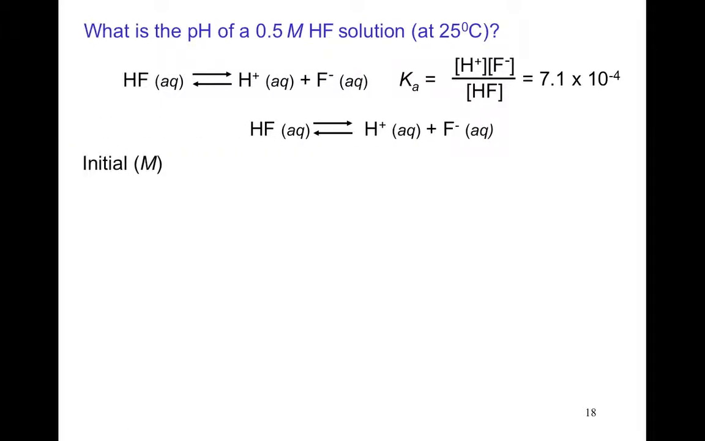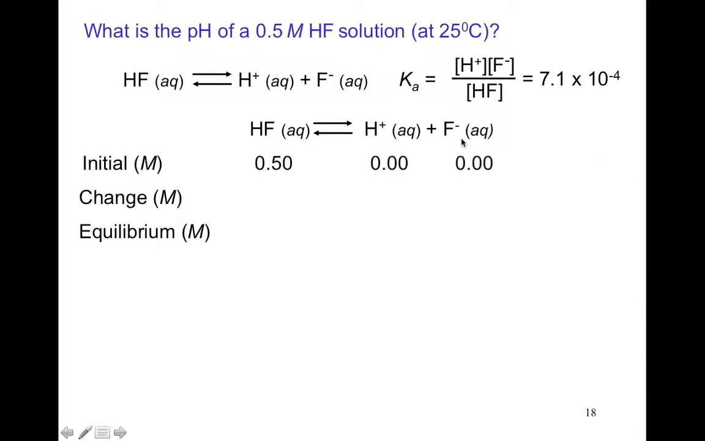So now we do the fun part. ICE, it's back. Initial, change, equilibrium. Oh no. All right. So initial will be easy, right? 0.5 here, 0, 0 for the ions. So that's not a problem. Now comes the tricky part because we don't know exactly how much we're losing here. So we're going to have to say minus x, and since it's a 1-to-1 ratio, plus x, plus x. And then we set up our equilibrium, which is 0.5 minus x, x, and x.